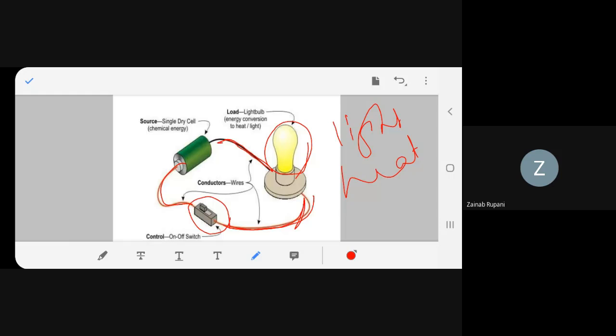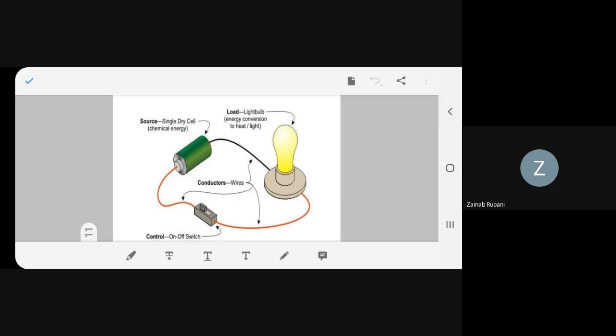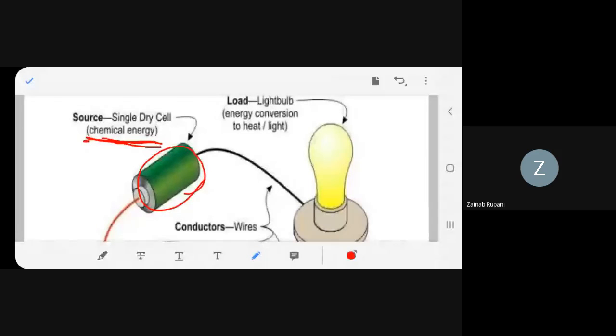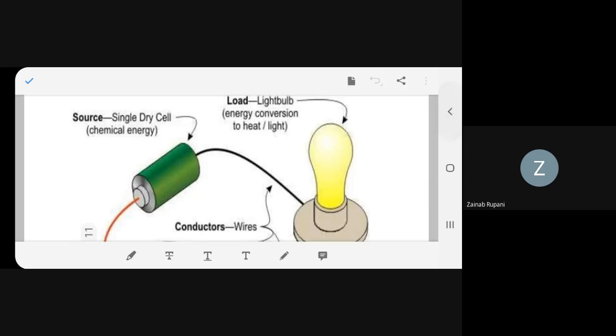And from where is the energy coming? From the cell. What is inside the cell? Chemical energy. Okay. So now one by one we'll see. What is this? Cell. The cell has got which energy? Chemical energy. Now, this chemical energy is converted to electrical energy.